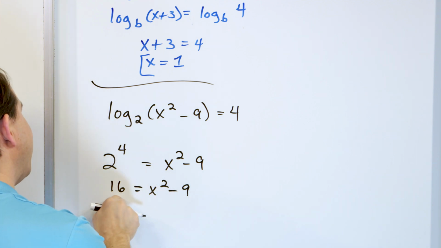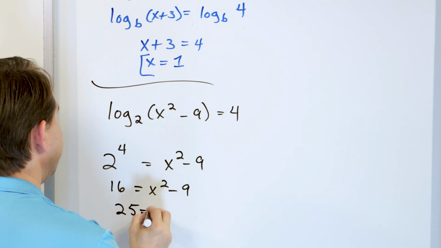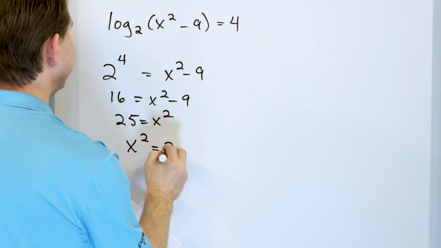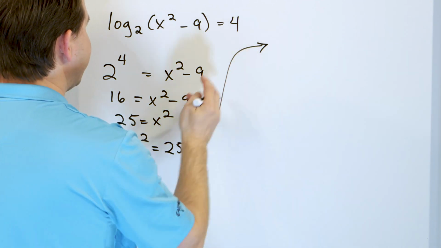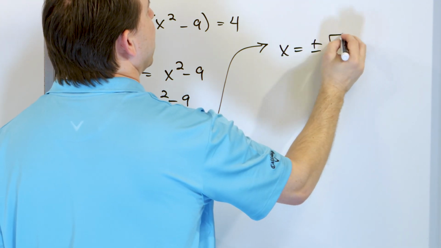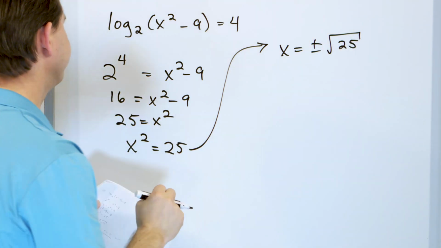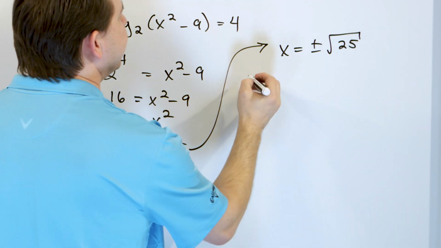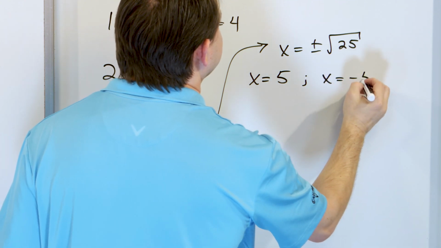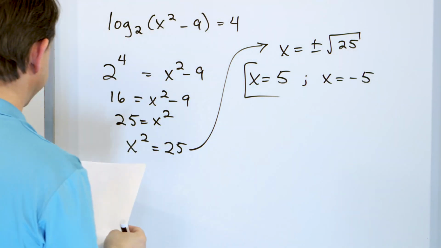I'll move the 9 over by addition. I'll have 25 equals x squared. I never like having it like this, so let's flip it around, x squared equals 25. And then we'll go over here. I think you can see what the answer is going to be. x is going to be plus or minus the square root of 25, because I take the square root of both sides, so x can be 5, x can be negative 5. This is the final answer. x is 5, x is negative 5.